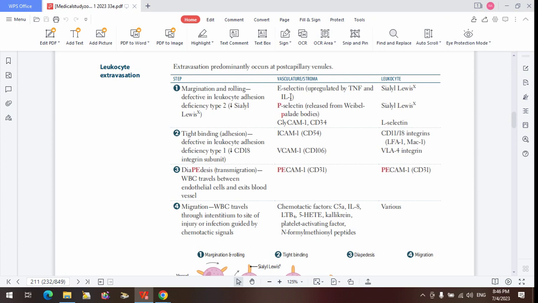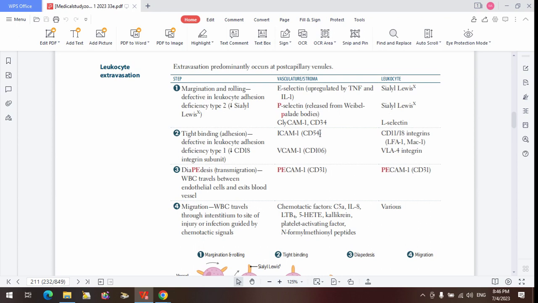So we have 3 types. All of them are causing the same thing. It's just the mechanism by which they are causing it that is different. So E-selectin and Sialyl Lewis, P-selectin and Sialyl Lewis, L-selectin and its glycan will help us achieve rolling and margination.